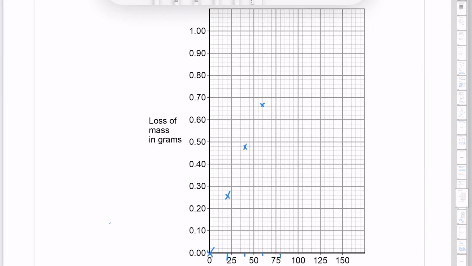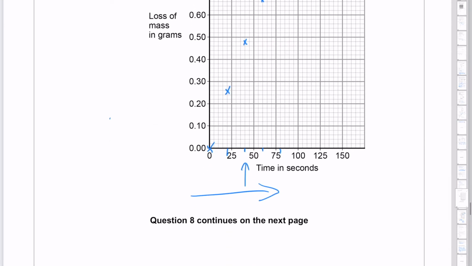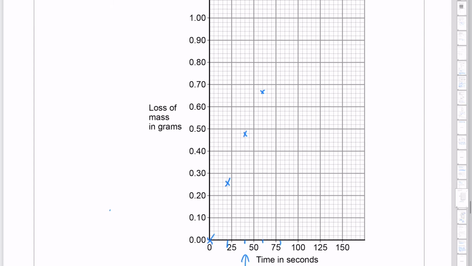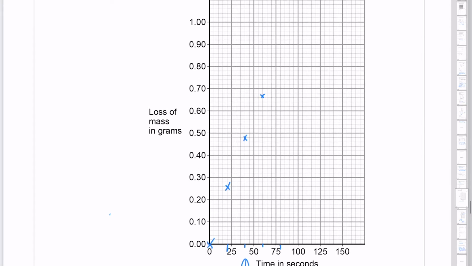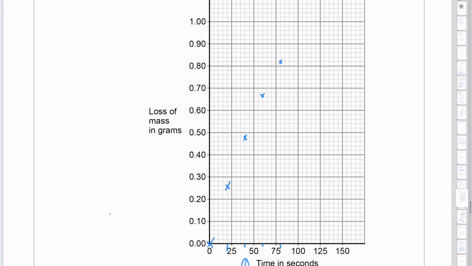80 is 1 more square than 75. Hopefully you can see that there, 1 more square than the 75. And it's 0.82, which is 1 square above the 80. Next one is 100, and the last one I can plot easily, and 0.91 is half a square above the 90, 0.9 rather.